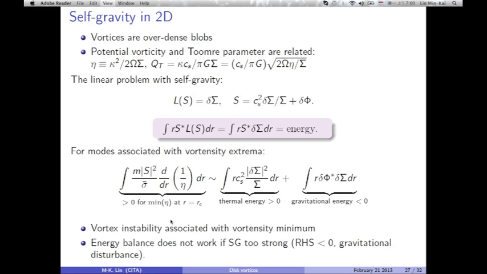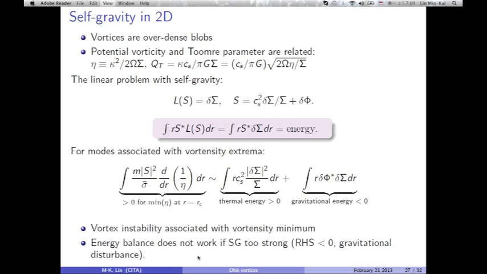If I'm at a potential vorticity minimum, and that's the case observed in numerical calculations, then the left-hand side should be positive. That means I need to have the right-hand side positive for this rough balance to make any sense. And that means gravity must be sufficiently weak. So if gravity is very strong, then the right-hand side is negative. In that case, it doesn't make sense to balance this negative quantity with disturbances at a potential vorticity minimum. So the fact that self-gravity stabilizes the Rossby wave instability can be interpreted as a consequence of energy balance.